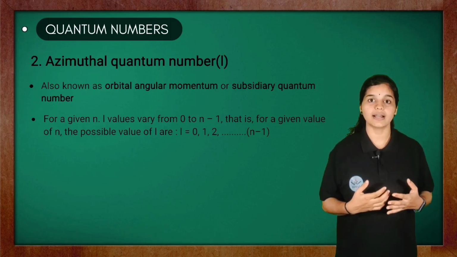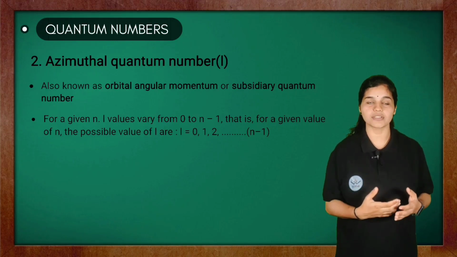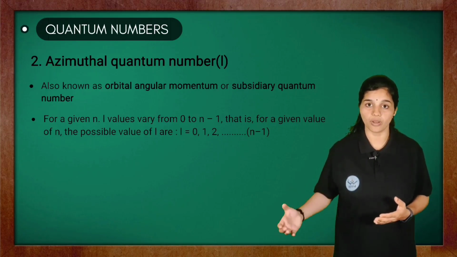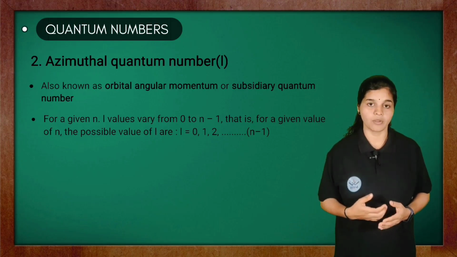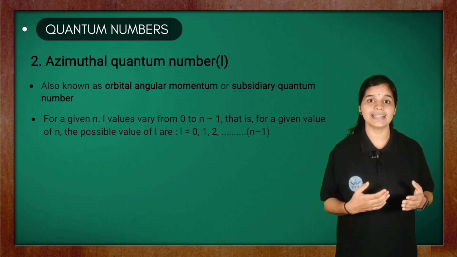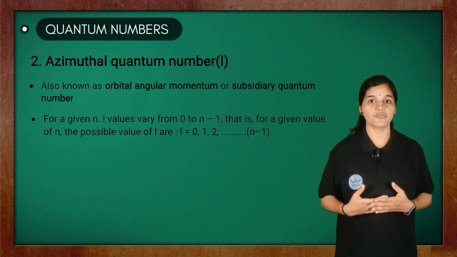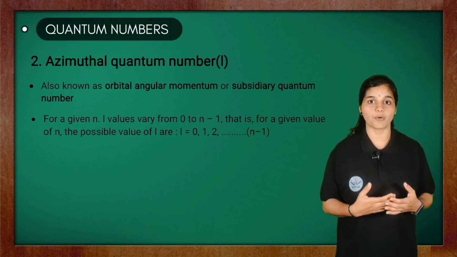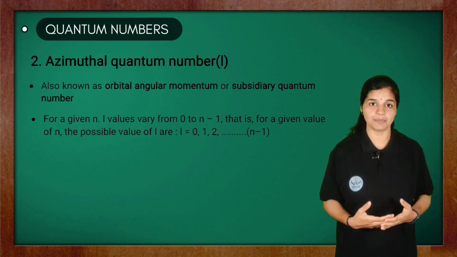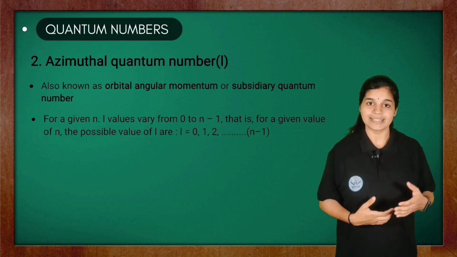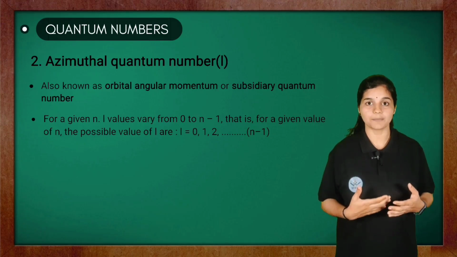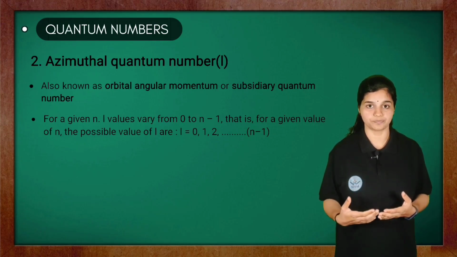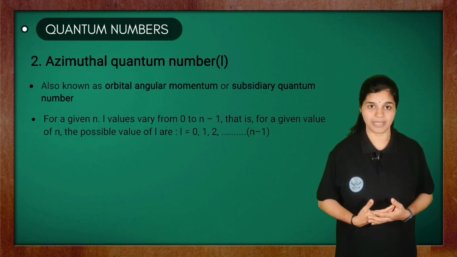That is, for a given value of n, the possible values of l are 0, 1, 2, and so on till n minus 1. For example, when n is equal to 1, the value of l is only 0. For n equal to 2, the possible values of l are 0 and 1. Similarly, for n equal to 3, the possible values of l are 0, 1 and 2. This continues in a similar manner.